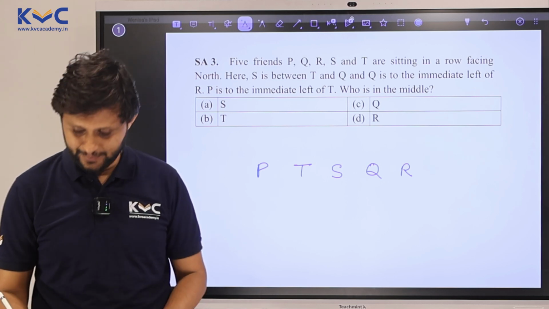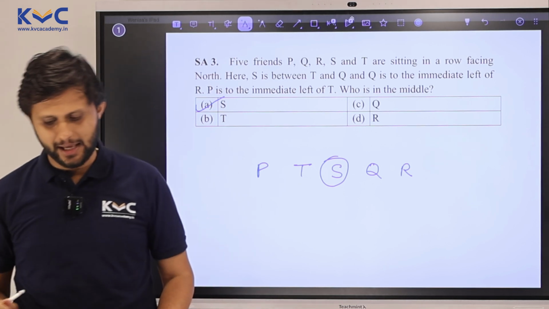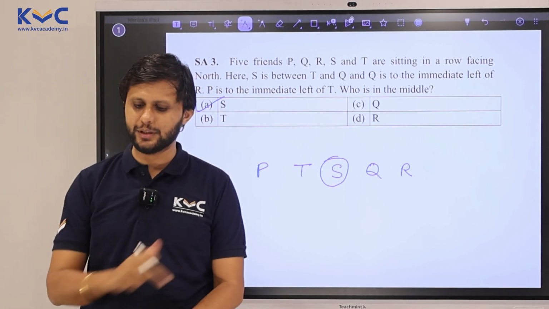Who is in the middle? Yes, S is the answer. Option A. I don't think this should be repeated again. We'll move to the next question.